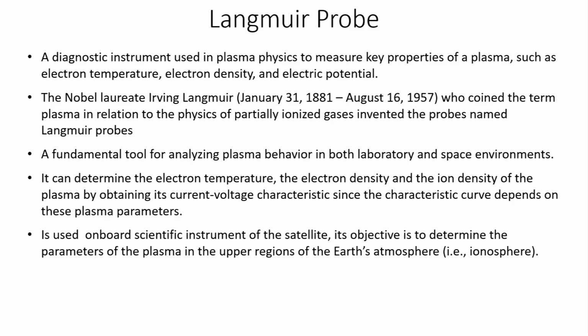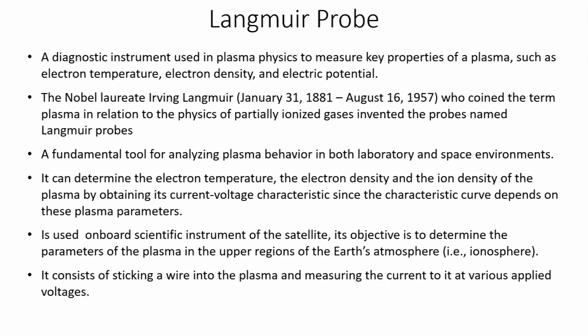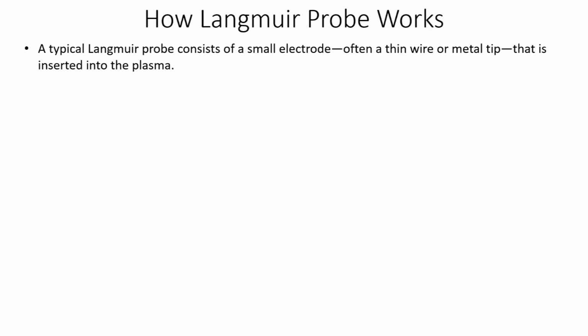It is used in on-board scientific instruments of satellites, and its objective is to determine the parameters of the plasma in the upper regions of the Earth's atmosphere. So, Langmuir probes are used as an instrument when you want to study space weather, and they are a very important instrument. It consists of sticking a wire into a plasma and measuring the current to it at various applied voltages. We will see it now.